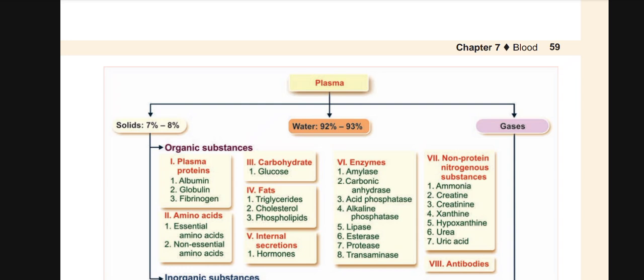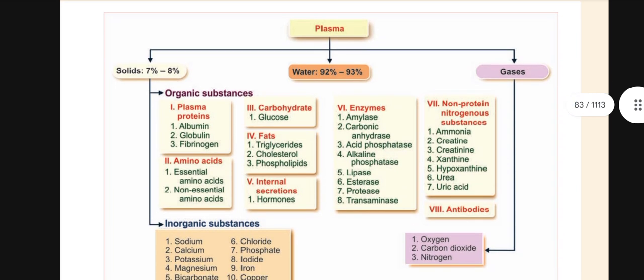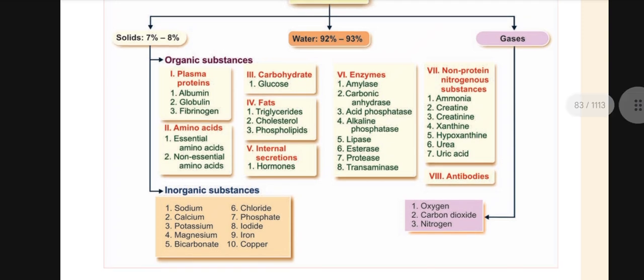In case of the liquid part, 92 to 93% is water. And in case of the solid part, there are two types. One is organic substances and one is inorganic substances. In case of organic substances, there are plasma proteins like albumin, globulin, fibrinogen, amino acids like essential and non-essential amino acids. Then carbohydrates and fats. In case of carbohydrate, it is glucose. In case of fats, like triglyceride, cholesterol, phospholipid, etc.